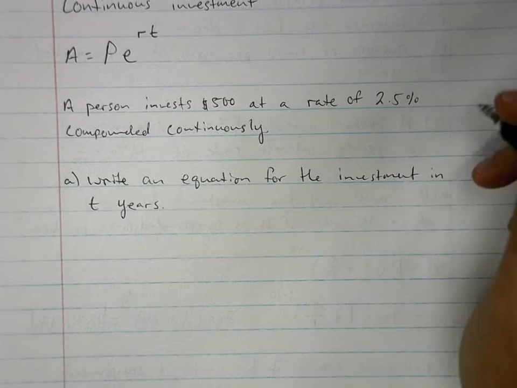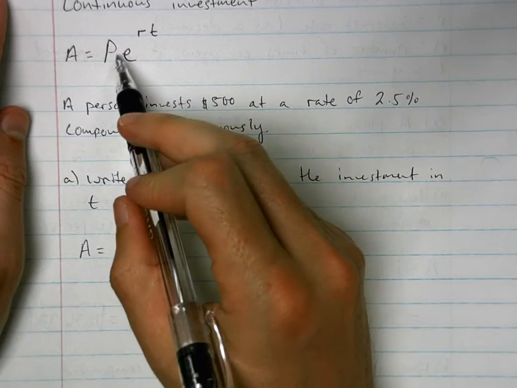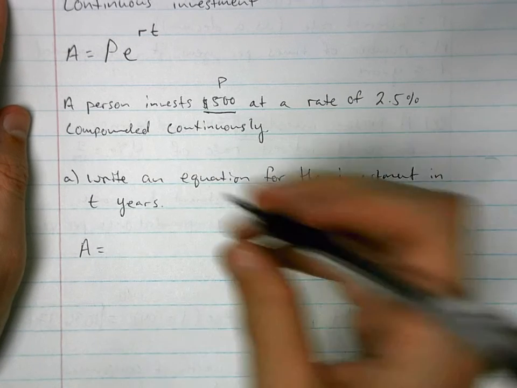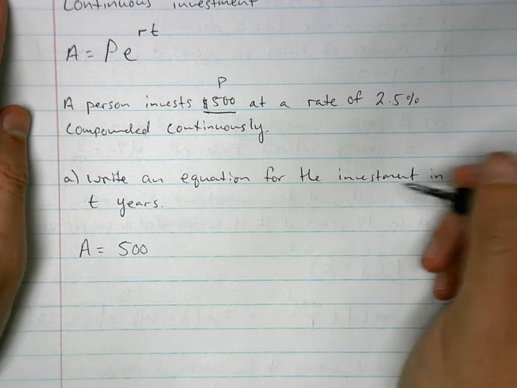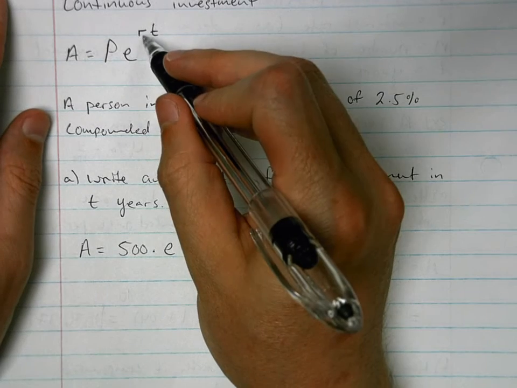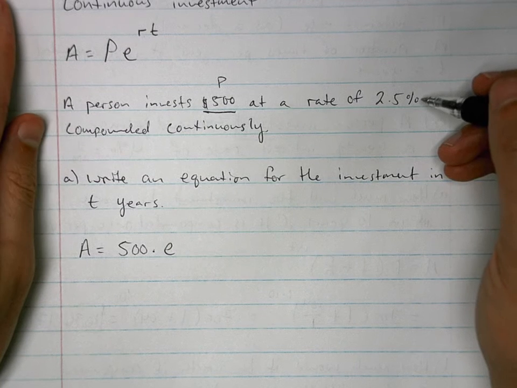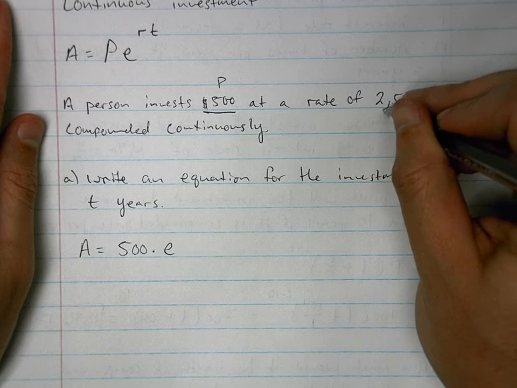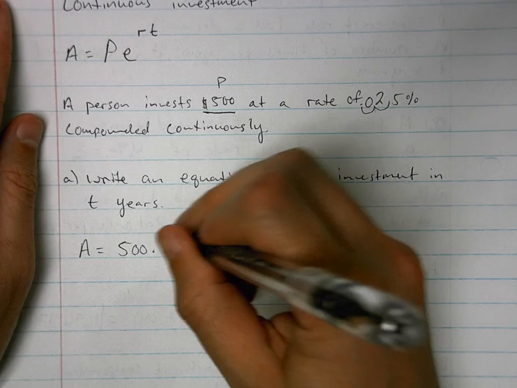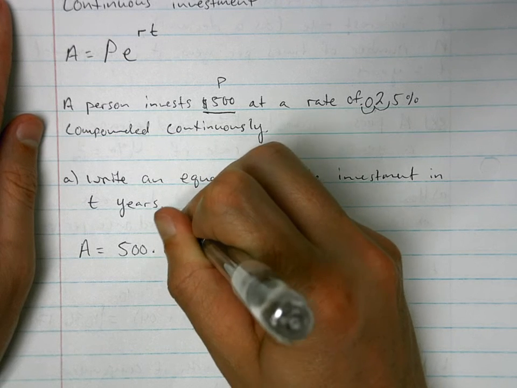So the formula A equals P is the principal, how much he invests. He invests $500, that's P. So 500 times E. R is our rate as a decimal. So it looks like it's a decimal already, but we don't want a percent. You're always going to move the decimal 2 places to the left. So this is going to be a 0.025. So this is going to be to the 0.025 T power.